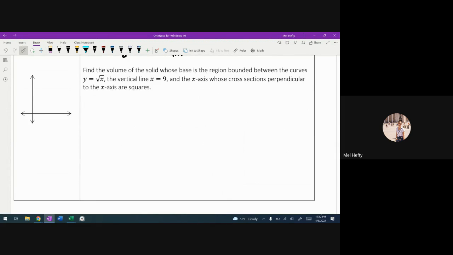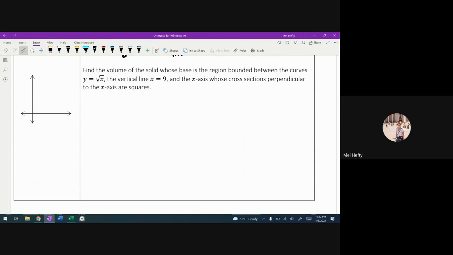These are a little wordy, so we're going to work through what the words mean and then what it's asking us to do. One thing I do like about these questions is they're generally pretty straightforward with what they're asking for. So we're looking for some kind of keywords. Here we're asked to find the volume of a solid. So again, we want to integrate an area formula whose base is the region bounded between the curves y equals the square root of x, the vertical line x equals 9, and the x-axis.